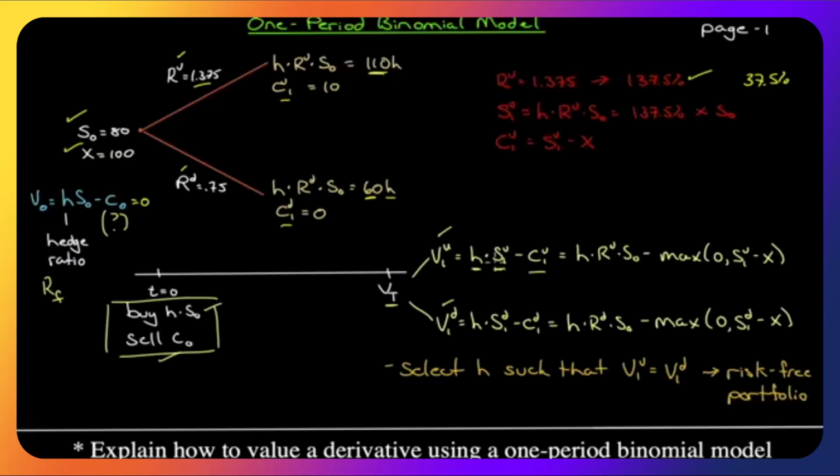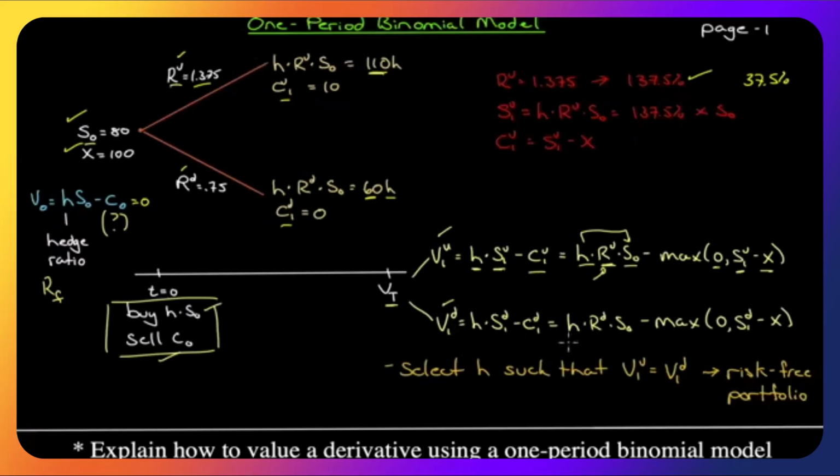Well, we can expand out S1U. It is just R, the return, multiplied by S0. So we'll just expand that out. There's the hedge ratio, so many shares of S0 that increased by 37.5%, minus, since we're short the call, minus the maximum of either 0 or ST minus X. ST in this case is just S1 on an up move.